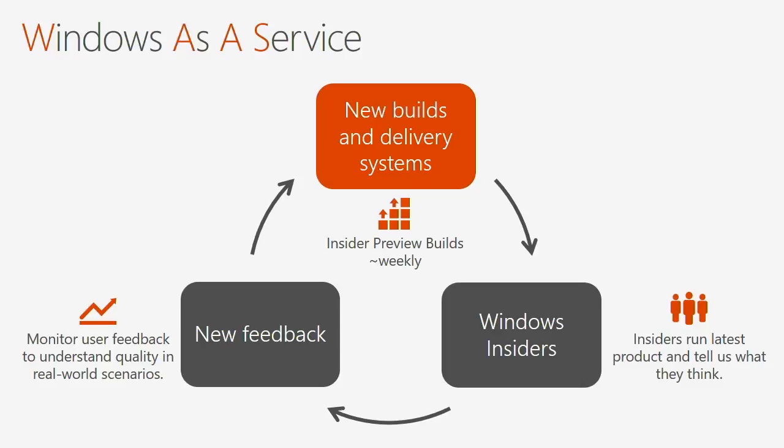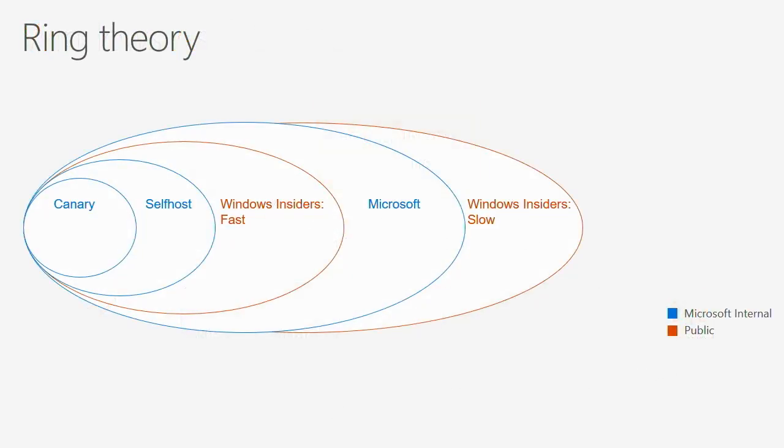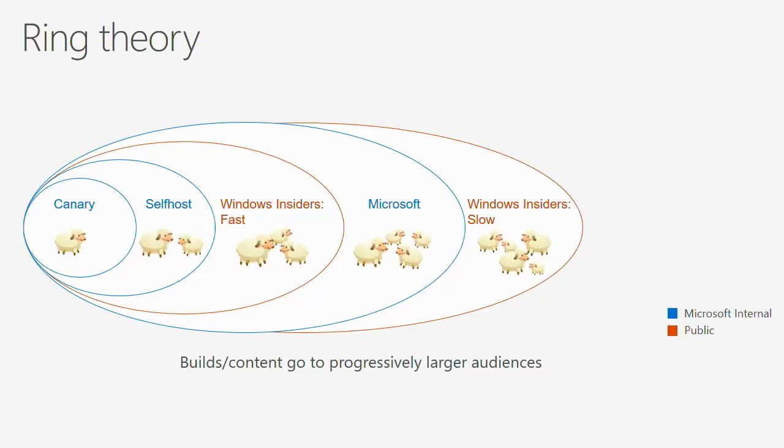So let's first of all look at the new builds and delivery system. Is anybody familiar with the ring theory here? The rings? Okay, a few of you are. So we have a number of different rings in our active branch. The active branch, or the development branch, is the branch that our developers are coding in all day, every single day, making the next big release of Windows. And so here what I'm showing you is what we get as engineers, as well as what you get as insiders. The blue rings are the rings that we get as an engineering team, and the orange rings are what the insiders get. So these rings, and the content, go to progressively bigger and bigger audiences.